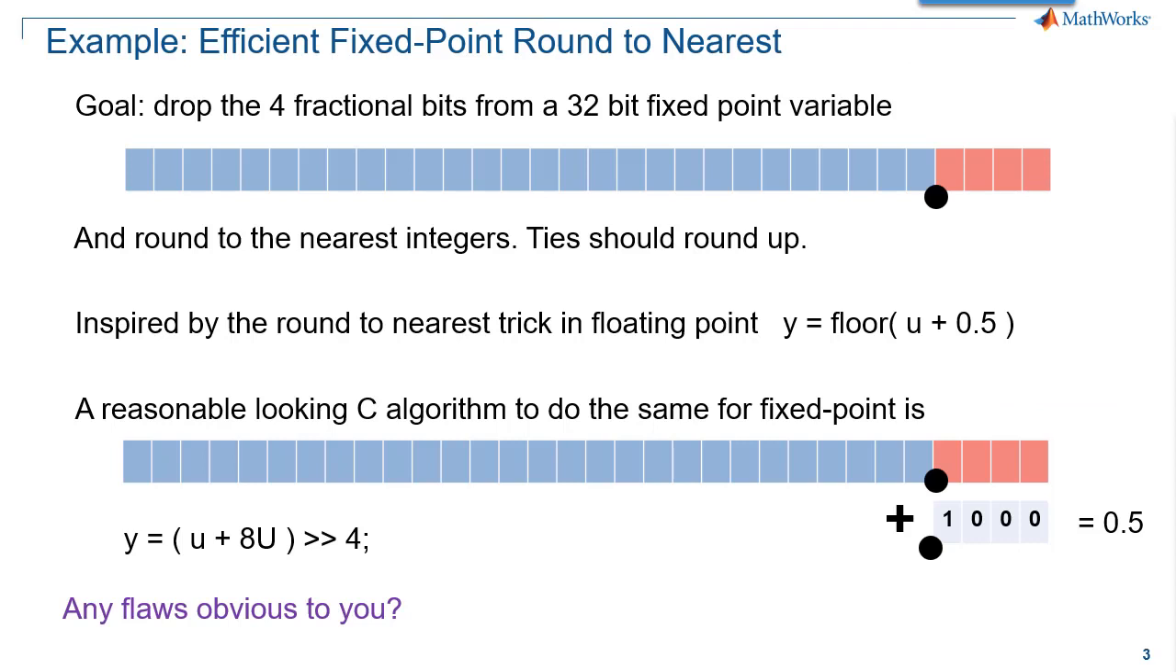As a first example, let's consider the goal of dropping the four fractional bits from a fixed-point number and rounding to the nearest integer. For ties, the goal is to round up. So 9.5 would round up to 10. Inspired by a well-known trick for rounding floating-point values, an efficient-looking algorithm is to add 8 and then shift right by 4 bits. To see if this algorithm is correct, let's experimentally stress test it using rich numeric input values.